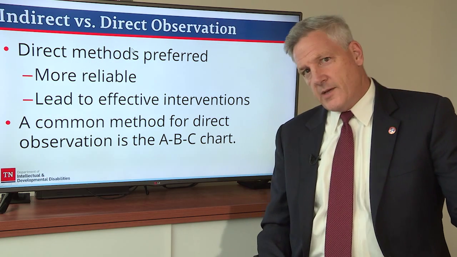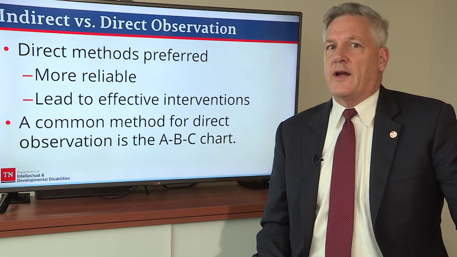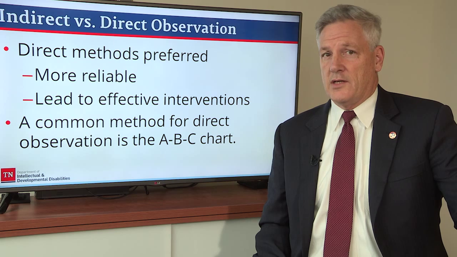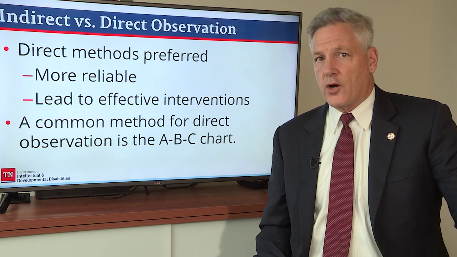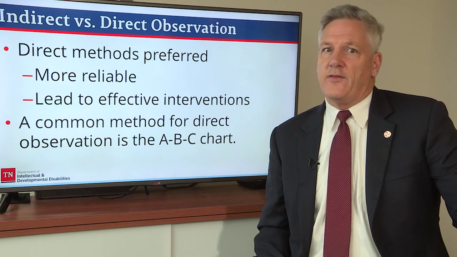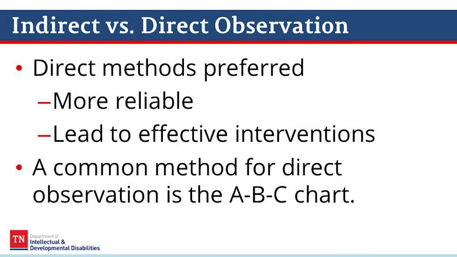Direct methods are typically preferred over indirect methods because, first of all, they provide a more reliable assessment of what has actually occurred, and secondly, they are more likely to lead to effective intervention. A common method for direct observation is the ABC chart, or the antecedent behavior consequence chart. Let's start with an example from the IDD toolkit.